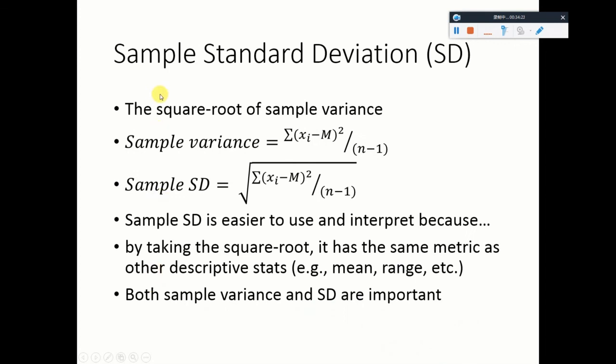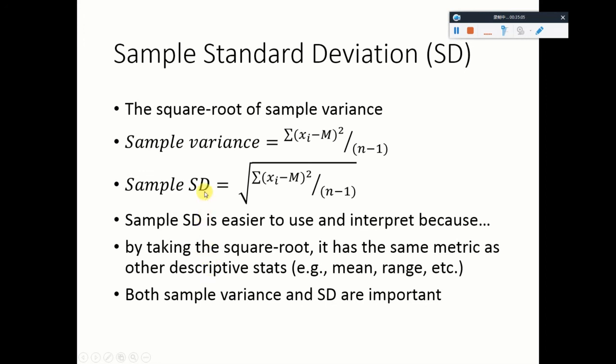Now the last dispersion statistic will be the sample standard deviation, or SD. The calculation of sample standard deviation is very easy. That's the square root of the sample variance. So whenever you want to find the sample standard deviation, you always need to find the sample variance first, and then once you find it, you take the square root of it. Here's the sample variance, the thing that we just talked about. To find the sample standard deviation, you just take the square root of the sample variance, and you have the sample SD.